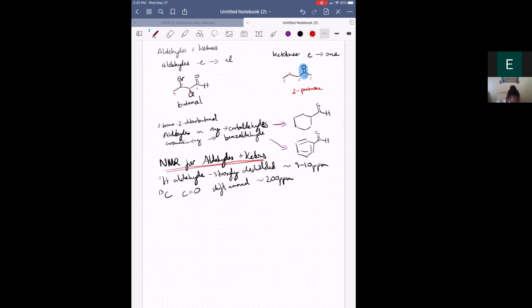So if we think about just general aldehyde and ketone NMR information, that's where you'll see your signals occur. So if we were to look at some example molecules, let's take an example aldehyde. Right, so I'll put a CH2 here, and then I'll put a methyl here.